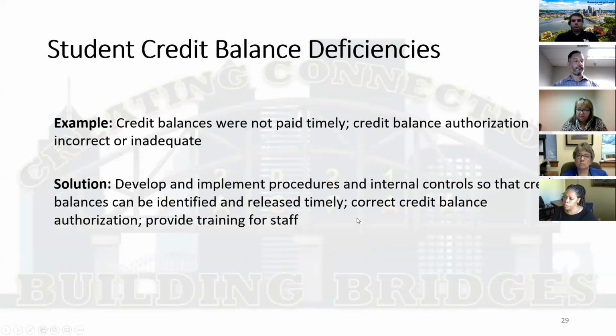An example of this, of a credit balance that was not paid timely, or the authorization was incorrect or inadequate, a way to resolve that would be to develop and implement procedures or internal controls so that those credit balances can be identified and released timely. And like I said before, you want to make sure that your credit balance authorization is in compliance, making sure that all the right wording is in there. And then again, providing training for your staff.